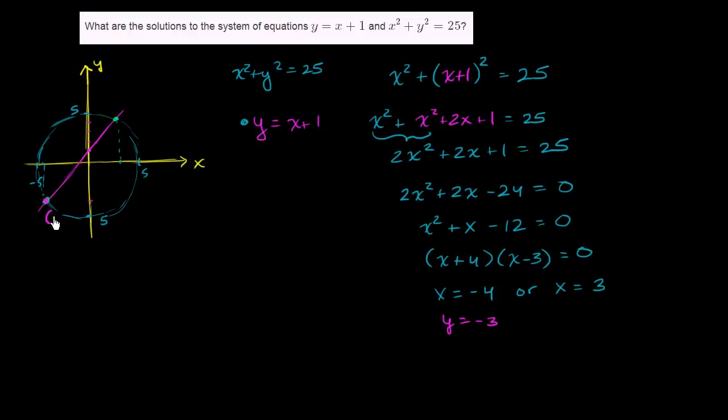This is the point negative 4, comma, negative 3. Likewise, when x is 3, y is going to be equal to 4. So this is the point 3, comma, 4. These are the two solutions to this nonlinear system of equations.